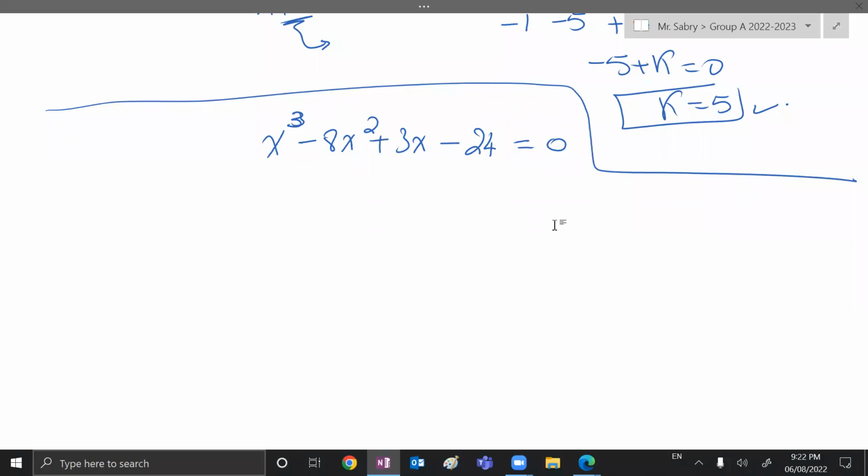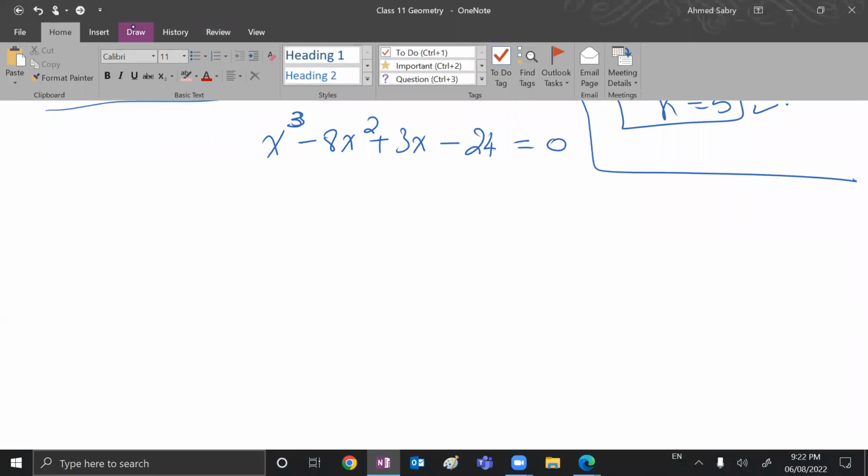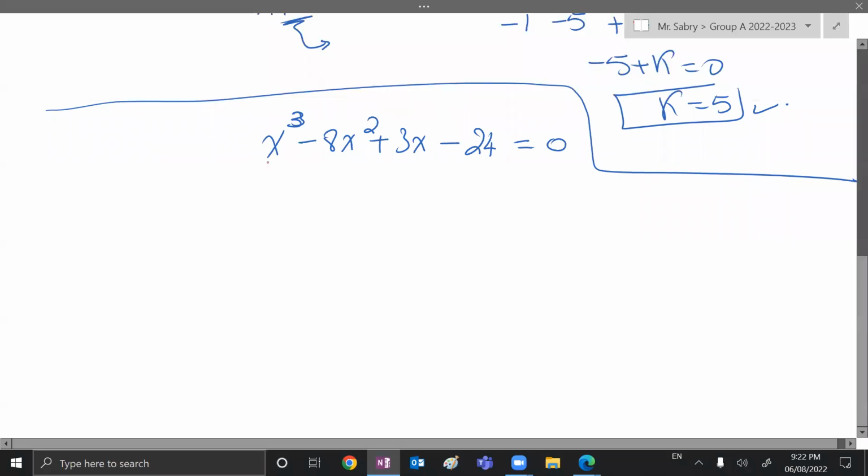So whenever we have mainly 4 terms, we have a total of 4 terms: x power 3, negative 8x squared, 3x, and negative 24. And we want to find the value of x, and we're unable to do so with a calculator or something, or if we're not allowed a calculator, what should we do?